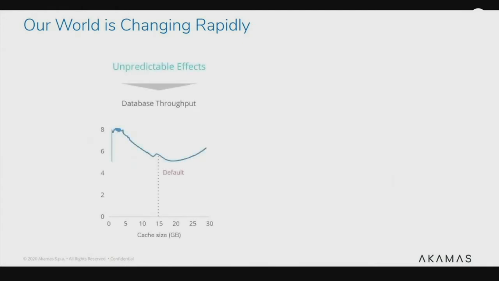Even when optimizing a single parameter for a single layer, we often encounter counterintuitive nonlinear behaviors. In this example, both increasing or decreasing the amount of memory used for caching in a particular database improves the throughput. Understanding this behavior requires many tests by changing just a single parameter.